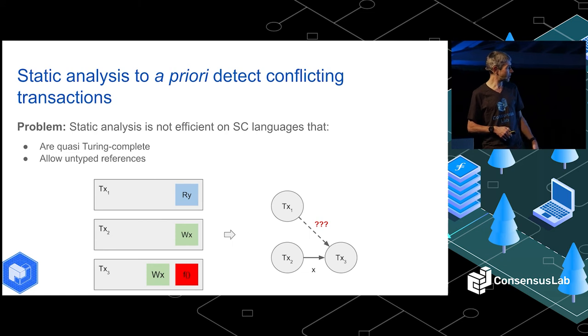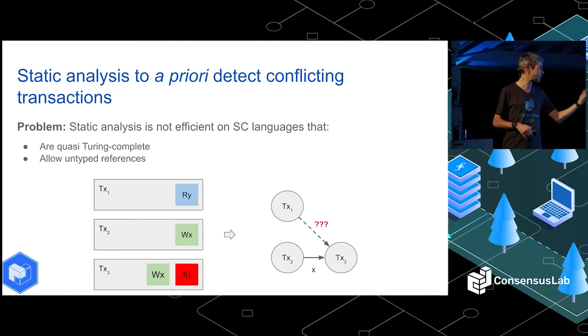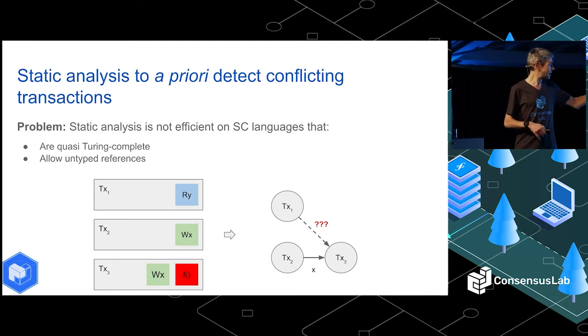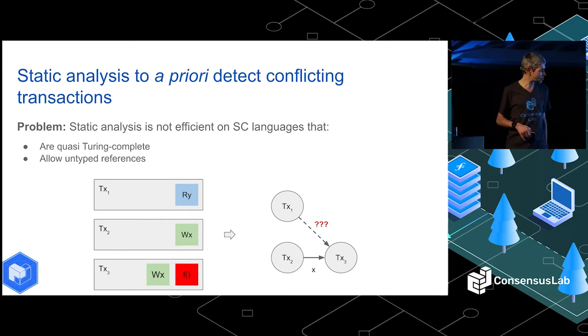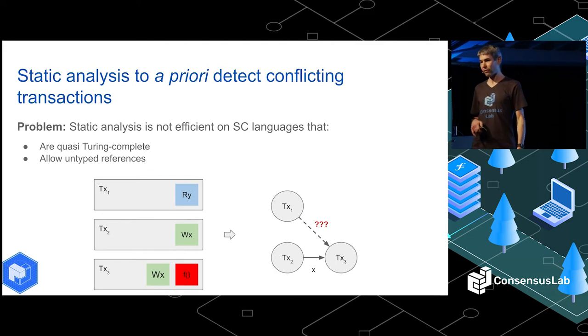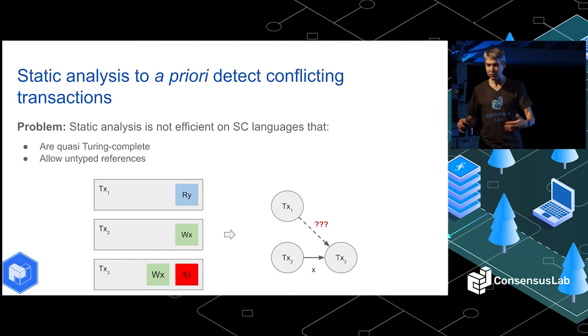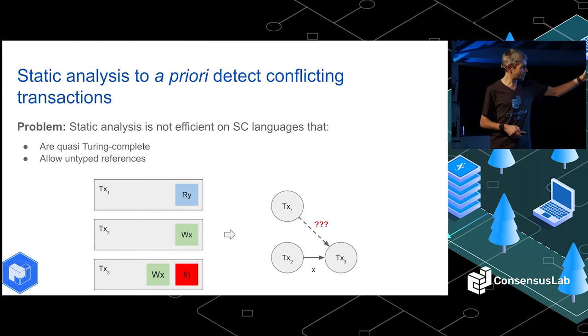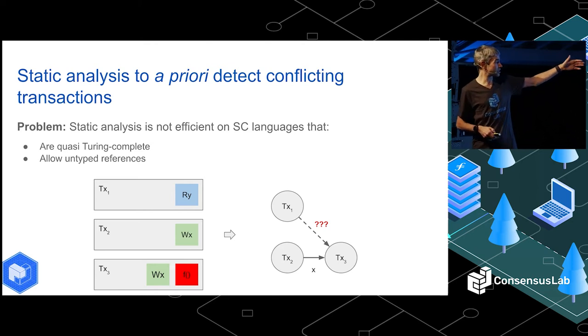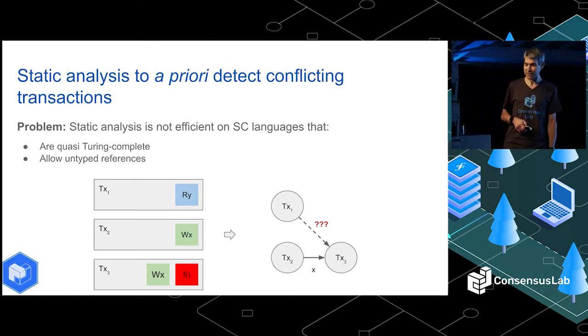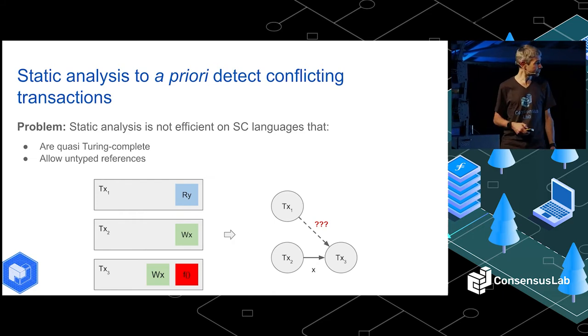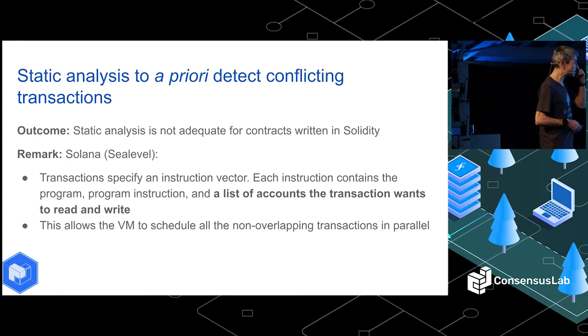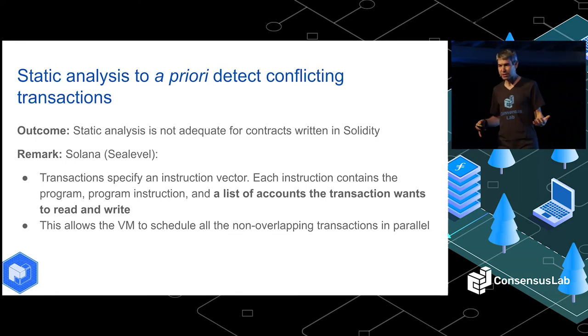The problem is that static analysis is not efficient with languages that are quasi Turing complete and that allow untyped references. So for instance, that's the case displayed here where transaction 3 actually uses a function f to access, using reads and writes, portions of the state, and so it's very difficult to analyze that code and to know whether transaction 1, for instance, is the cause of transaction 3 or not. So the outcome is that static analysis is not adequate for contracts written in languages such as Solidity.